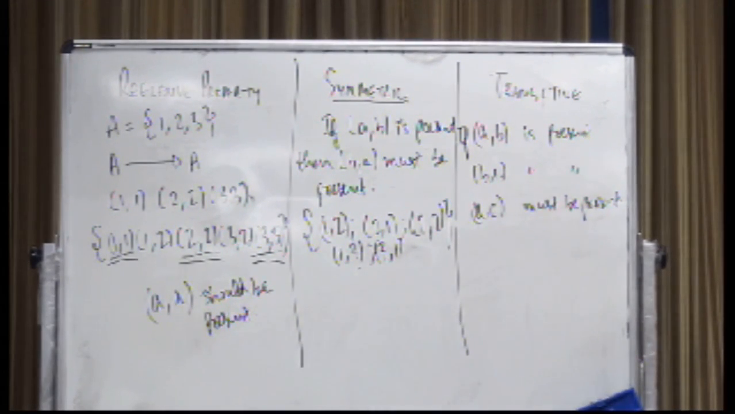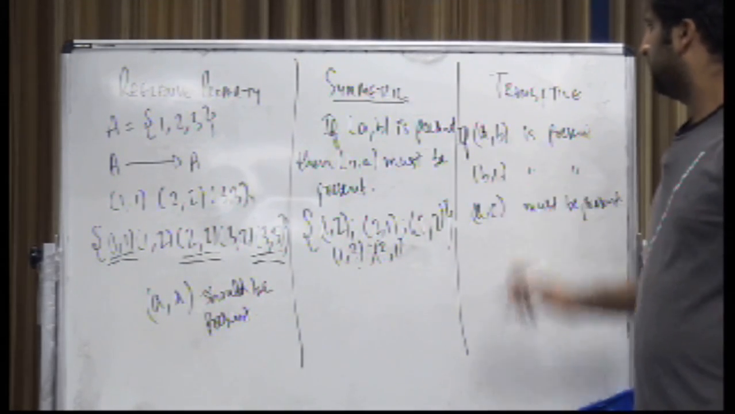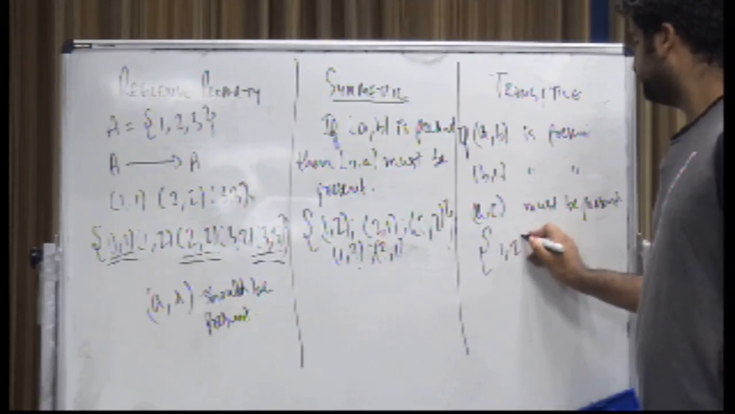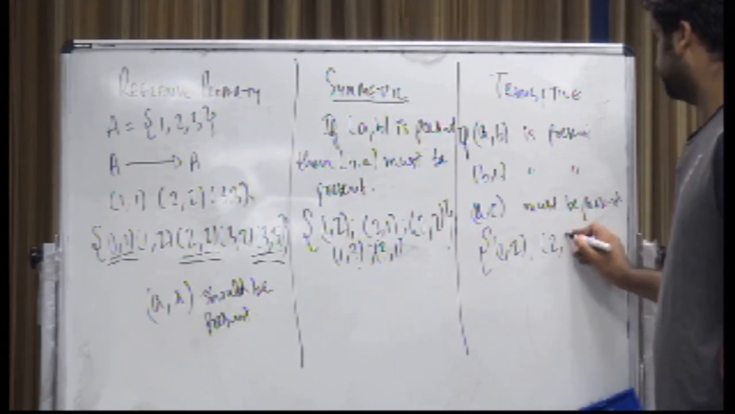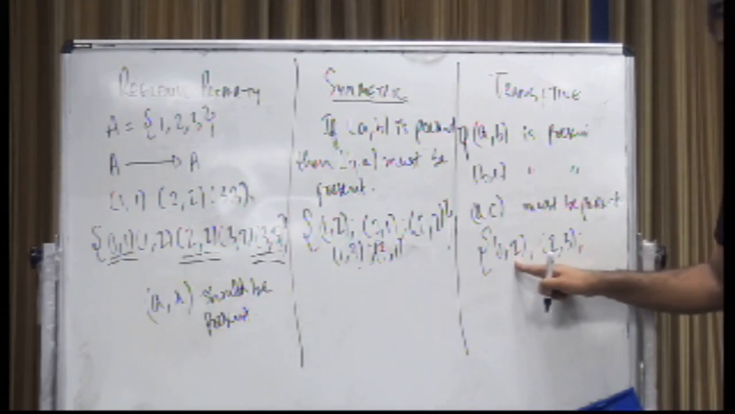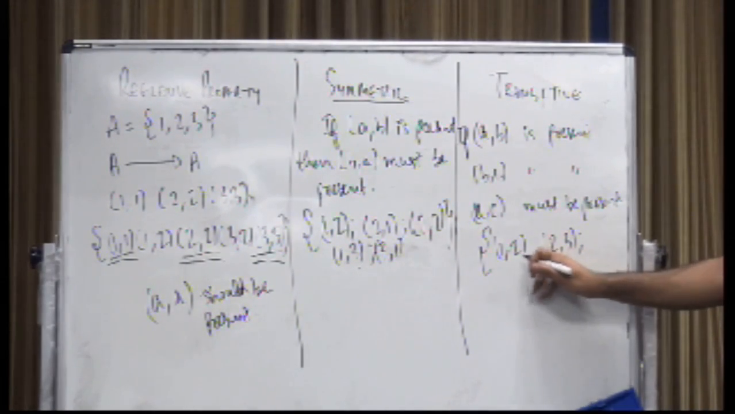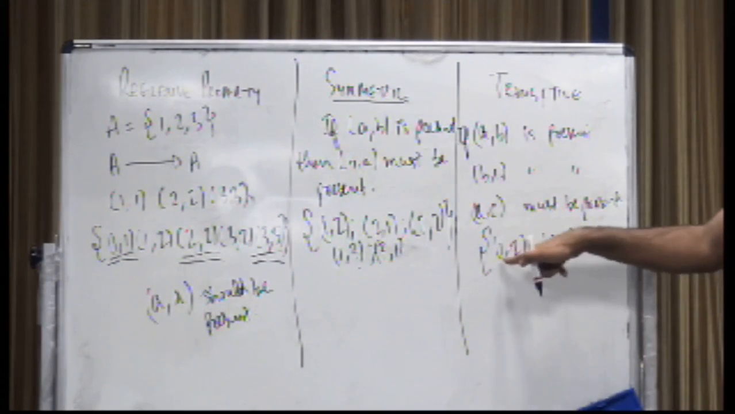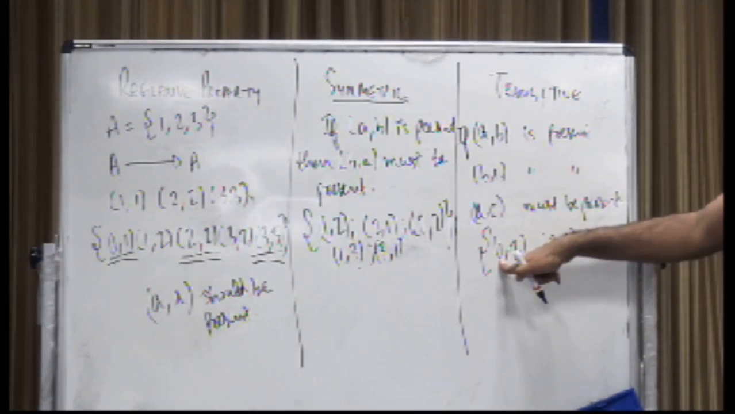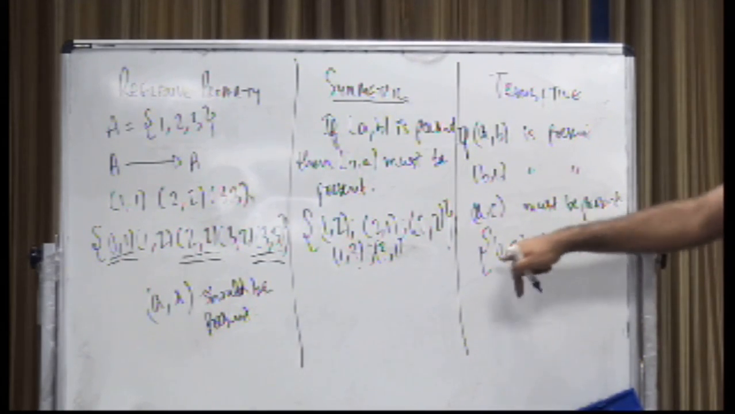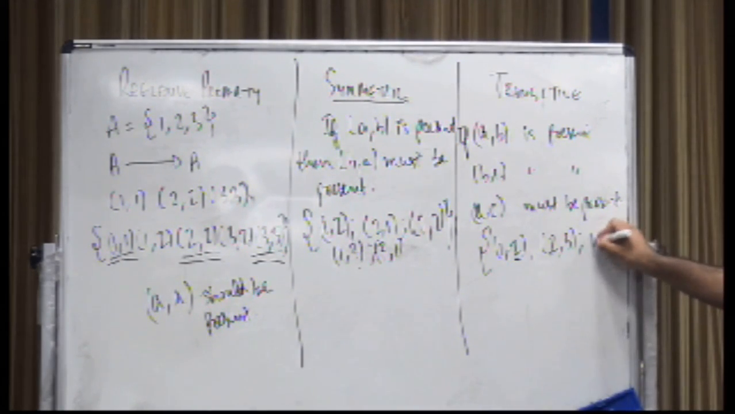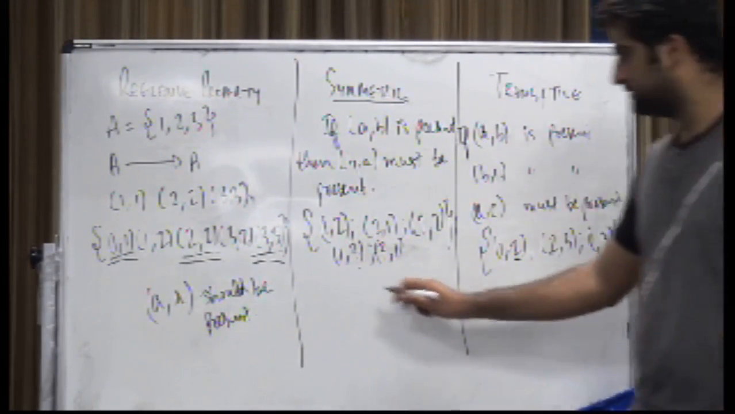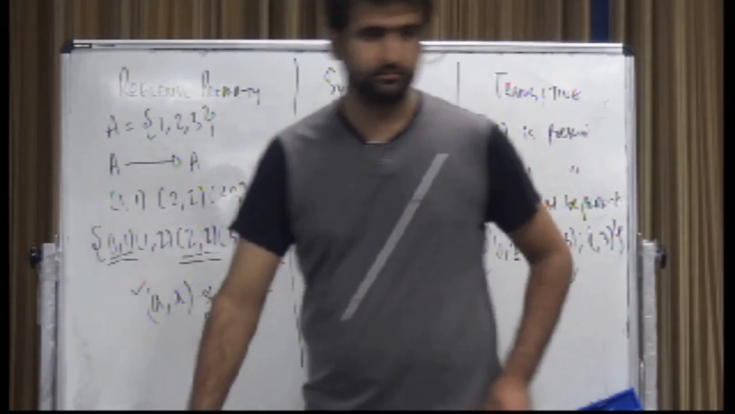So if you have 1 2 and then you have 2 3, then you have A comma B and B comma C, right? The second element of this ordered pair should be equal to the first element of this. Then you must have 1 comma 3 as well. So you must have 1 comma 3 in this case. In this case, this satisfies the transitive property, right?